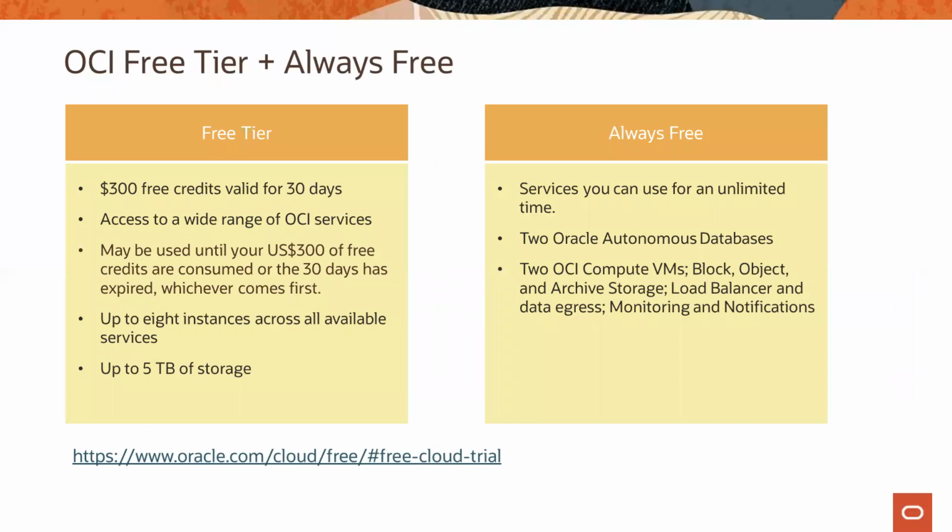Okay, then you have to understand the free tier, that Oracle has two: one free tier and one always free. The free tier gives you $300 for 30 days. You can consume a lot of services based on this amount of money during these 30 days, and then you get an always free tier. This service is unlimited, with no time limit as long as you are using it.